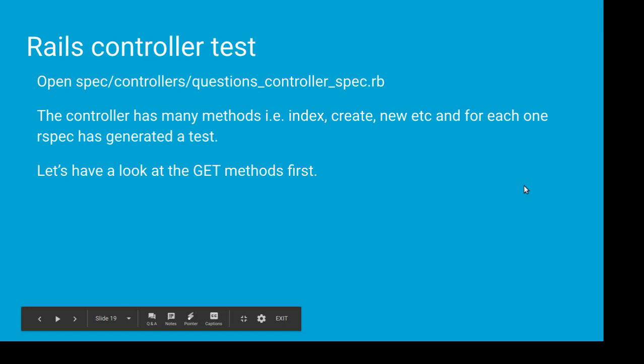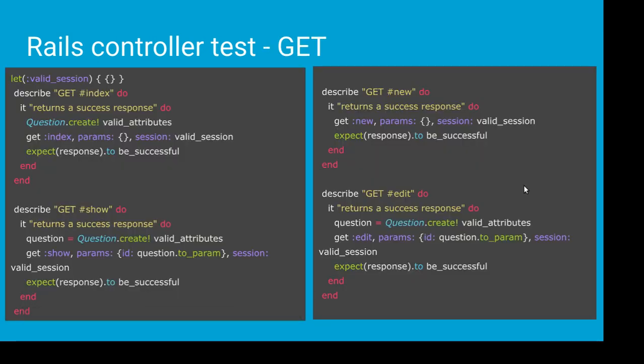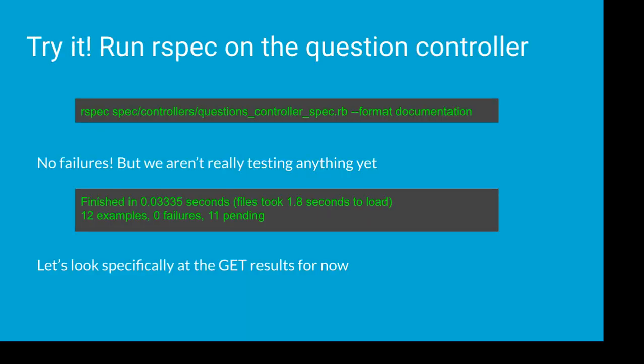First, we'll have a look at the get methods. Okay, so we'll start there. So these are the get methods that we see. We have get for index, show, new, and edit. And this is all related to our question object. So let's try running just the controller spec with RSpec and see what happens.